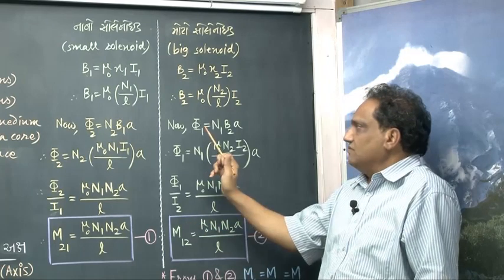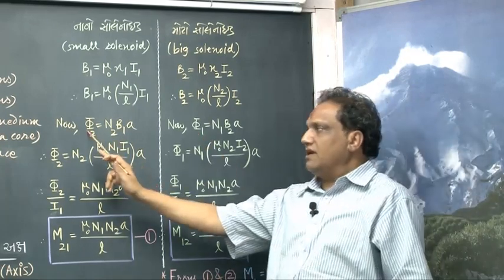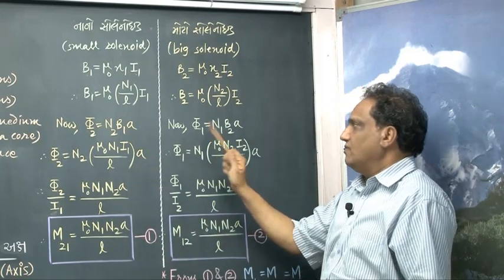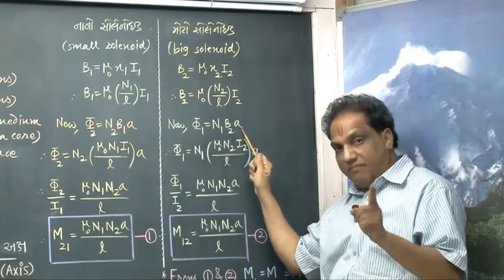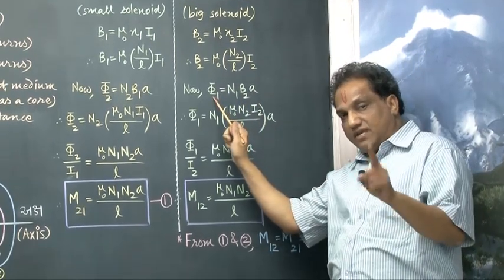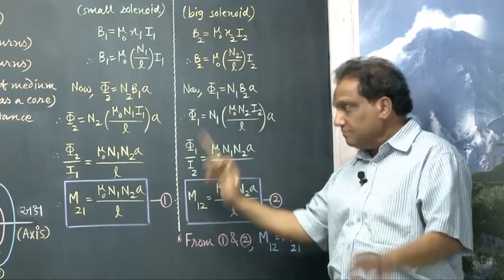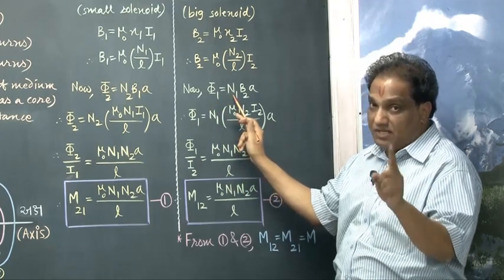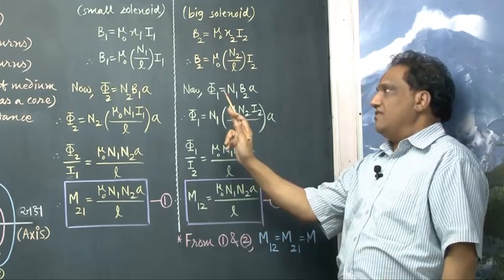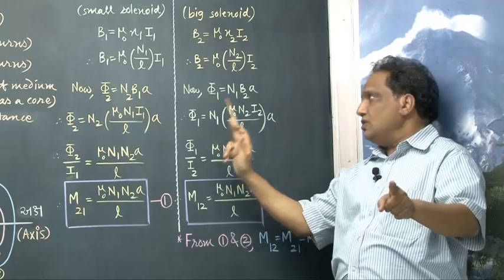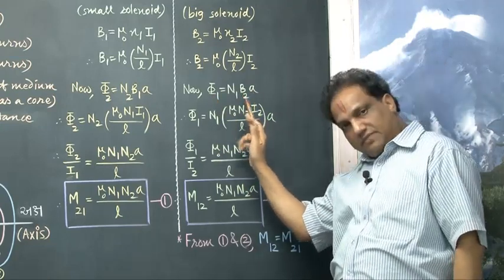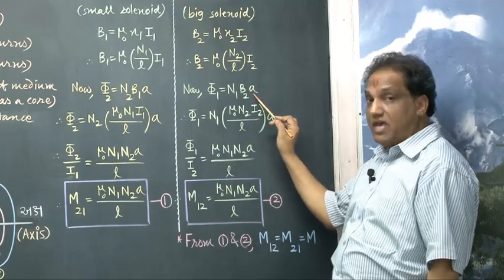Let it be phi 1. The way you had written here phi 2 equals N2 B1 A, similarly we can write here phi 1 equals N1 B2 A. Remember, here phi 1 means magnetic flux linked with the small solenoid. Then here, the total number of turns in the small solenoid. But when you are talking about mutual induction, if here it is the magnetic flux of the first solenoid, you should take the magnetic field of the second solenoid, that is B2, correct? And here also small a.